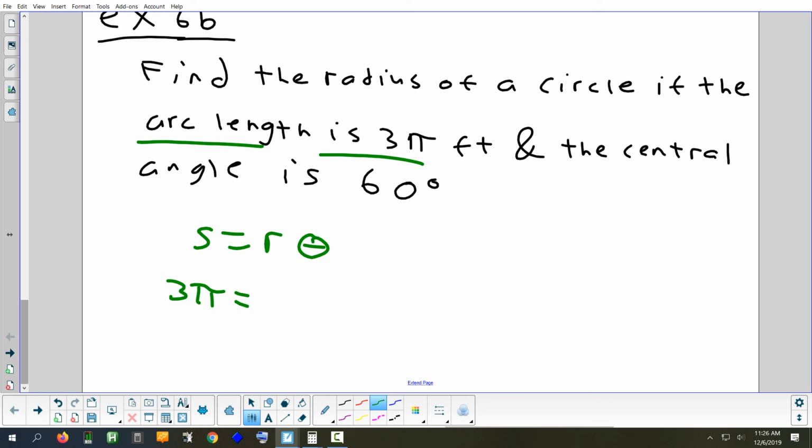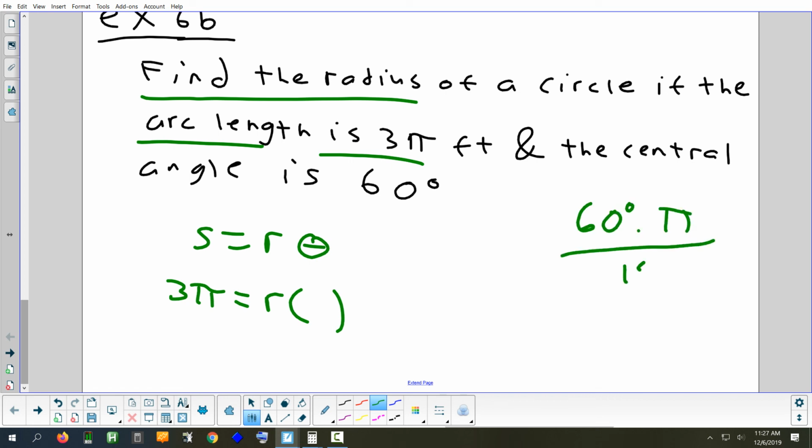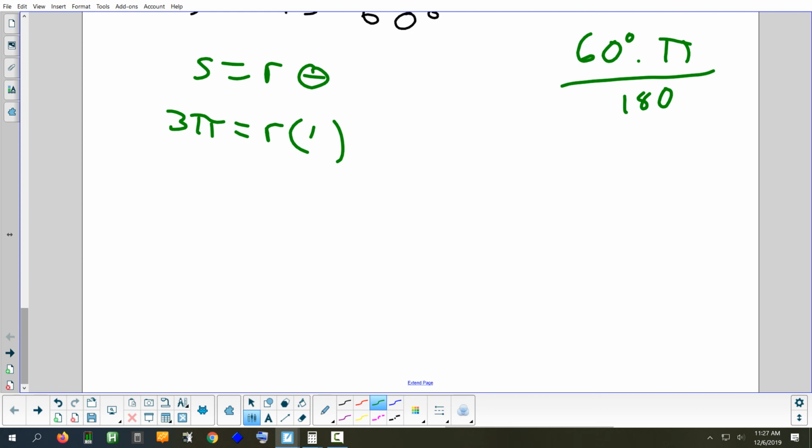Okay, let's go to the next letter. R. Do I know that? No. That's the question. Find the radius. So I'll just leave that. Now, do I know theta? Pi over 3. Yes, it's 60 degrees, but we have to change it to radians. If you just plug in 60, no good. 60 goes into itself once, 60 goes into 180 3 times. So your angle is pi over 3.